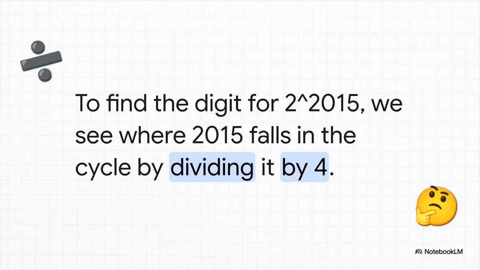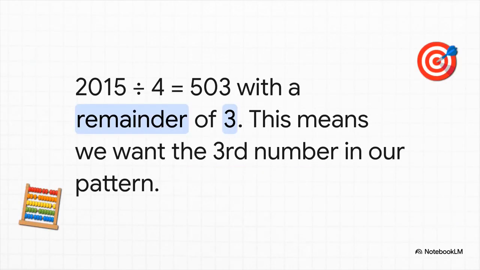So, since the pattern repeats every 4 steps, we can figure out where the 2015th step lands just by dividing 2015 by 4. And we're not actually looking for the answer to the division, we're looking for the remainder, the number that's left over. So when you divide 2015 by 4, you get 503 with 3 left over.